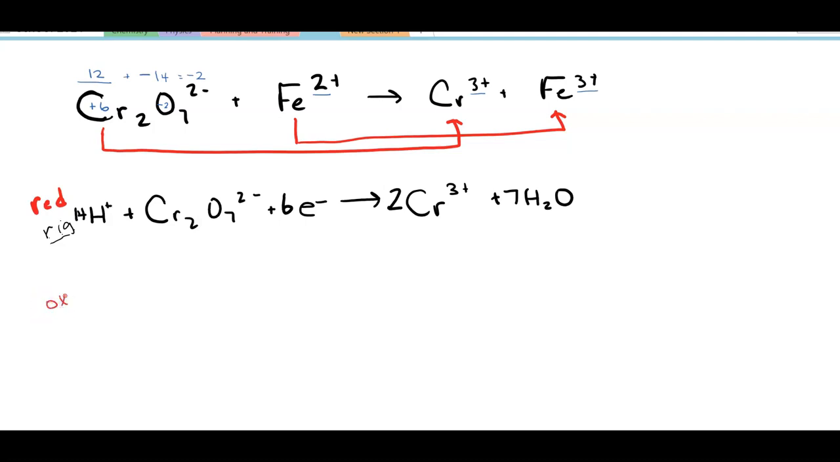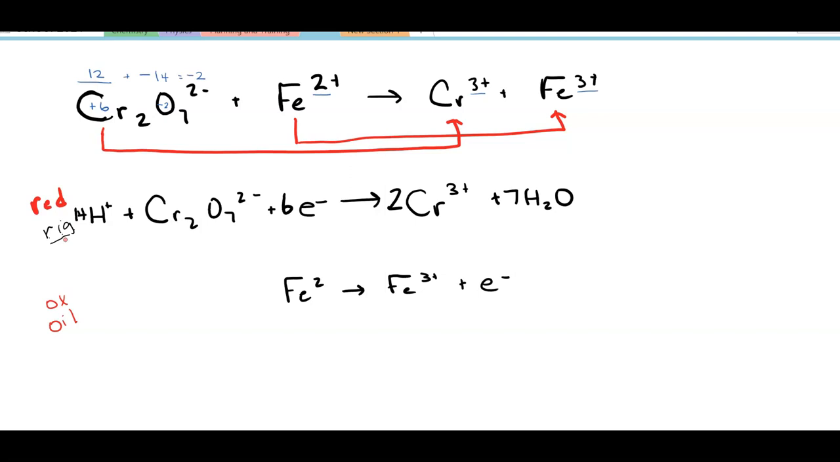For oxidation, I have my iron 2 becoming iron 3, and in order to do that, it released an electron. Oxidation is loss. OIL RIG: oxidation is loss, reduction is gain of electrons. So here we have freed up 1 electron. There are no extra oxygens or hydrogens to be accounted for, so that one's good to go.